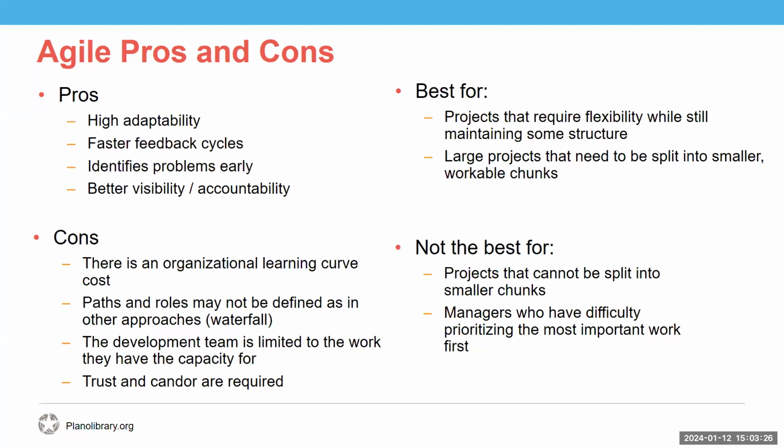So some pros and cons of Agile. Some pros are that it's highly adaptable. There are faster feedback cycles, and it's easier to identify problems early, as well as there being better visibility and accountability. The ability to adjust during each iteration promotes velocity and adaptability. And with today's customers and businesses requiring rapid responses and changes, Agile provides the flexibility to adjust and iterate during the development process. So Agile is best for those projects that require flexibility while still maintaining some structure, and for large projects that need to be split into smaller, more workable chunks.